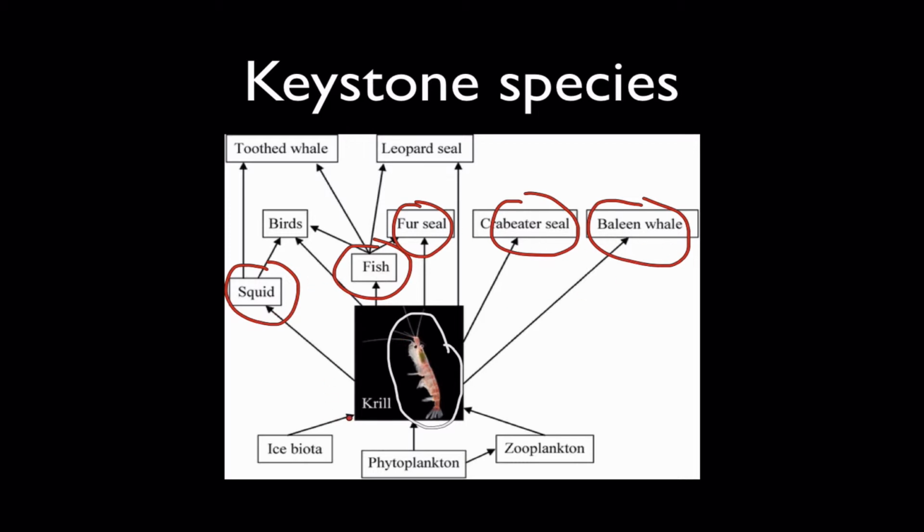It's pretty much the only way energy can get from the plant part of the plankton, otherwise known as phytoplankton, up to these higher levels in the trophic pyramid. So as you can see, if the krill goes extinct, then all of these populations that depend on krill for food energy are going to suffer and maybe go extinct because of it.